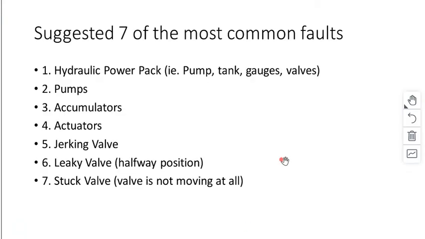Okay, we've got seven of the most common faults which you may find in hydraulic systems. The first one is the hydraulic power pack. We're going to look at this in a minute. The hydraulic power pack, everything is in there. It's two pumps, a tank, gauges. We've got a couple of valves as well, you know, overpressure valve, and so on. We've got pumps in general. Accumulators are very, very dangerous devices. And then we've got actuators, jerking valves, leaky valves, and stuck valves as well. So we're going to look at all these in detail now.